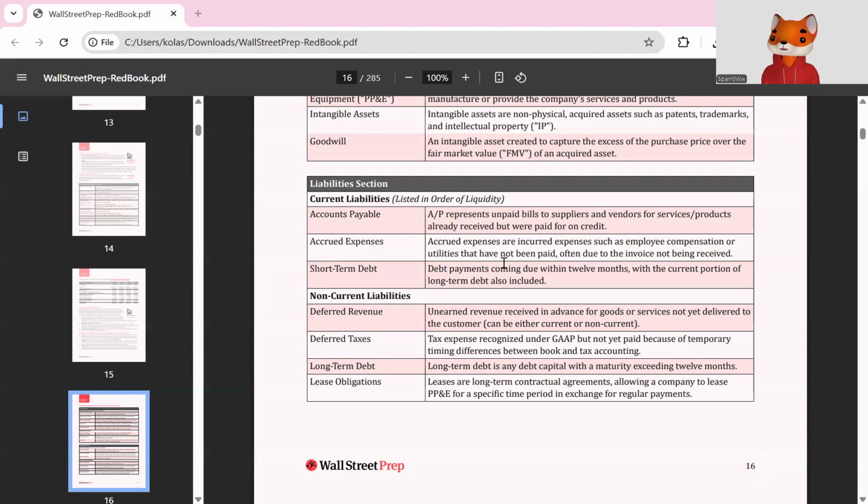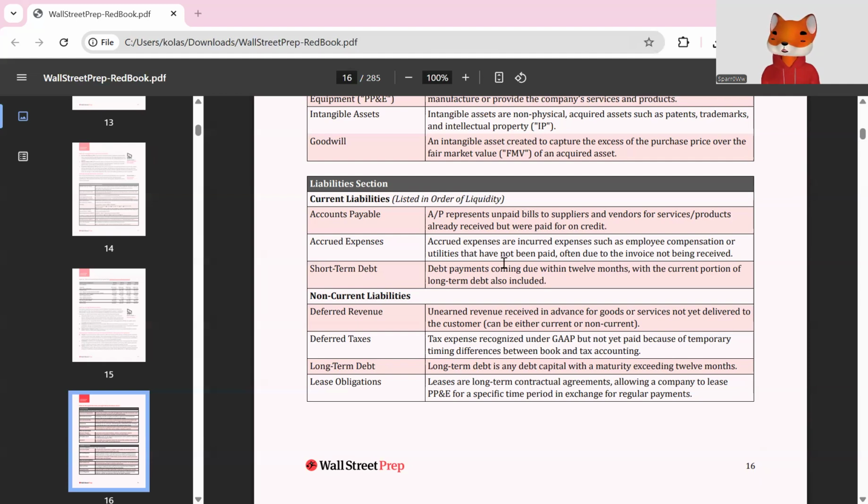Debt payments coming due within 12 months, or the current portion of long-term debt, are also included in short-term debt. Going over to the line items of non-current liabilities. Deferred revenue is the unearned income received in advance for goods or services not yet delivered to the customer. This can be either current or non-current.